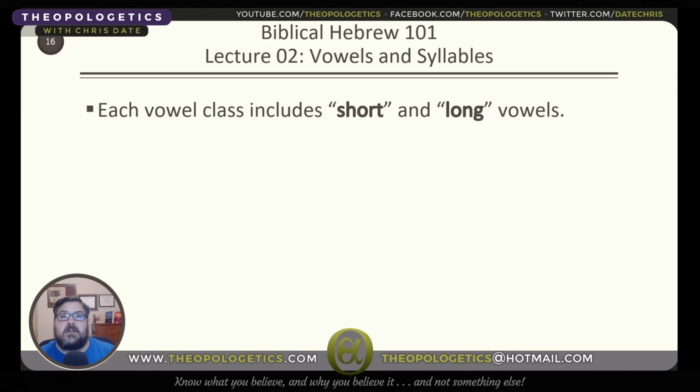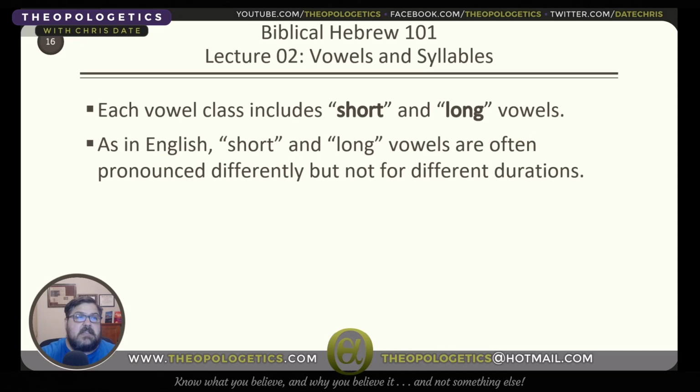Okay, so we've now covered vowels, and we've covered how you will create closed syllables. Vowels are necessary to create open syllables, and we've covered how to create closed ones. Let's talk a little bit more about these vowels before we dive into the actual individual nekudot that we're going to learn. Each vowel class includes both short and long vowels. As in English, short and long vowels are often pronounced differently, but not for different durations.